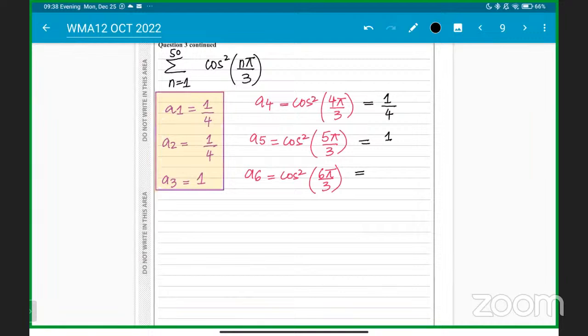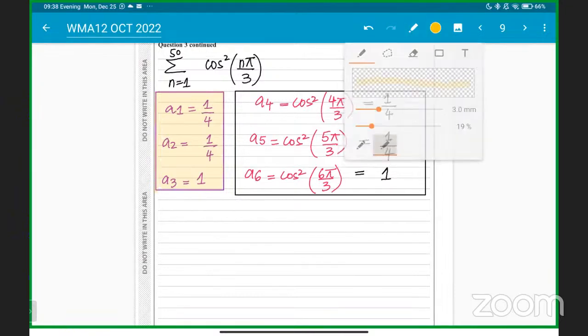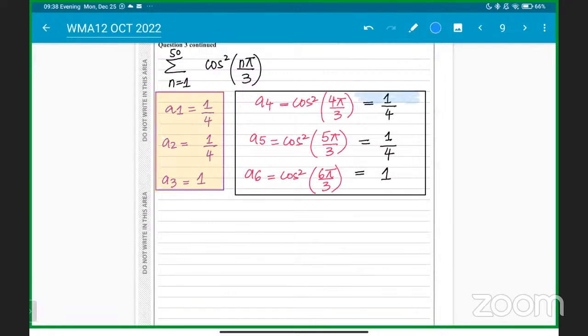Am I right? A5 is coming 1 over 4 as well, and A6 will be coming 1. Okay, quickly try it in the calculator and let me know. I'm waiting, okay? Try it in the calculator, everyone. A4, A5, and A6 will follow the same pattern, that is 1 upon 4, 1 upon 4, and 1. There's a word for this as well, something called recurrence relation.